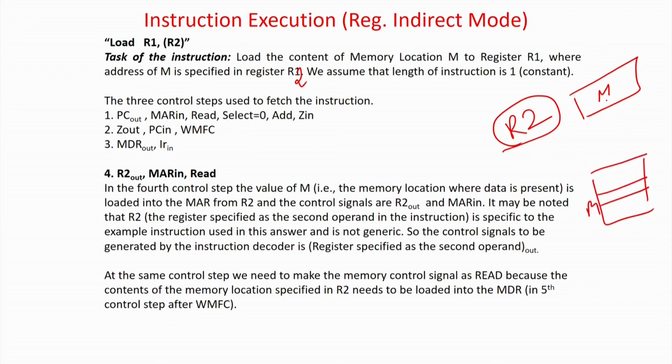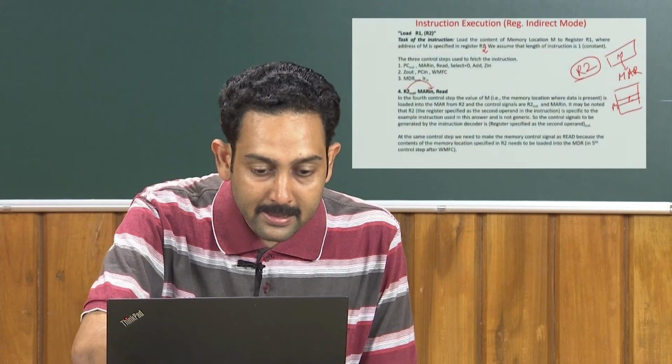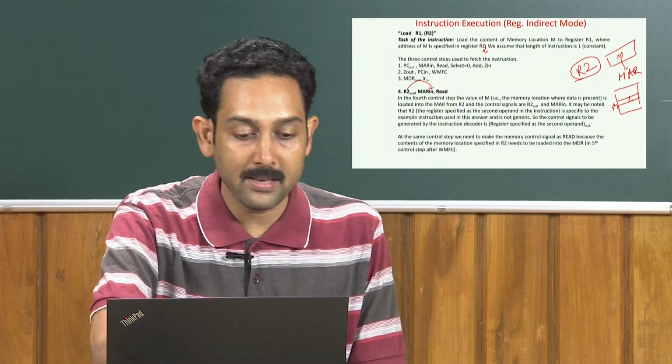You have to feed this directly to the memory address register. Once you give the value of M, which is the content of R2, to the memory address register, it will get the value L after a read. So you do R2 out, memory address register in. Note that in this case we are not reading the value into the memory address register from the instruction register.